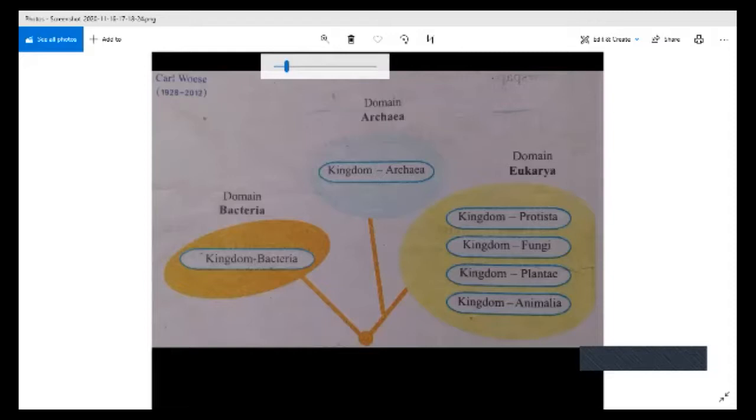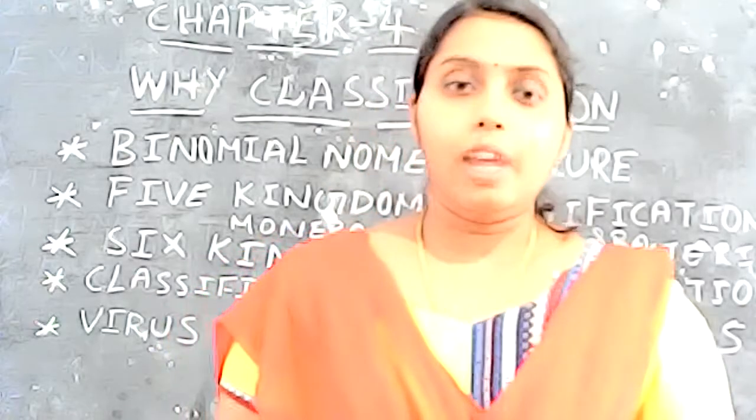So once more I tell you, after the kingdom comes the next level of classification, that is domain. And for bacteria, the domain is bacteria itself, kingdom bacteria. Then domain archaea, the kingdom archaea. Then under the domain eukarya come the other four kingdoms, that is protista, fungi, plantae, and animalia. This is about the six kingdom classification. I think it's clear for you about the six kingdom classification.